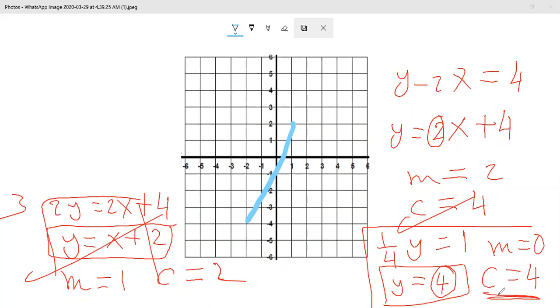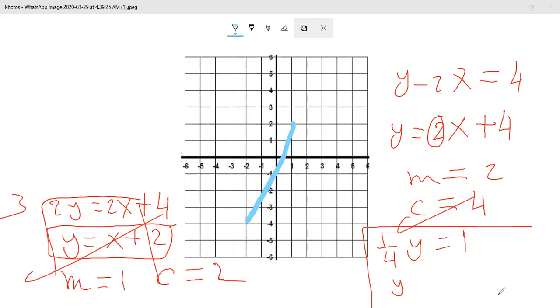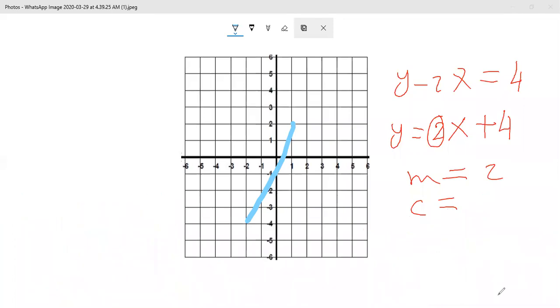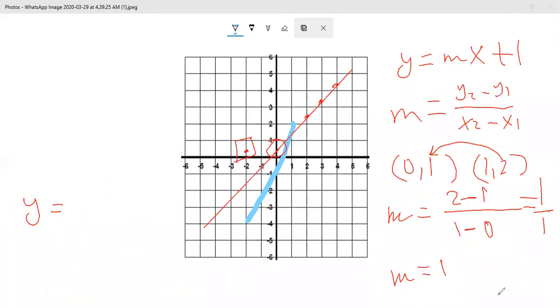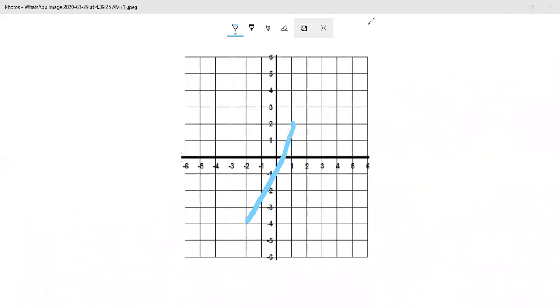Mister, please, could you repeat it again? Which part is hard? G. G, he said what in G? 1 over 4y equals 1. Okay, so let's solve it. It will be y equals 1 divided by 1 over 4.